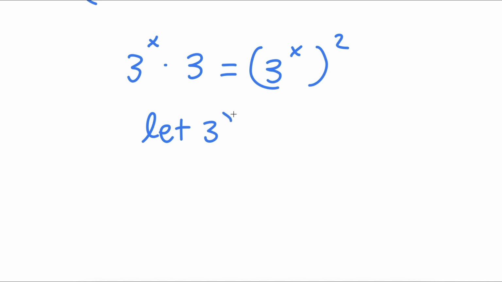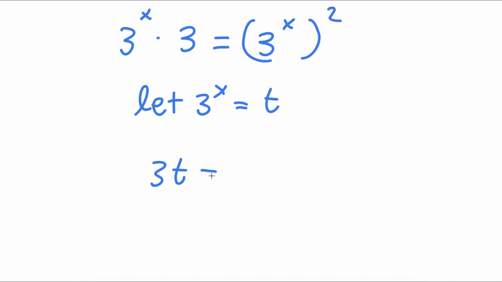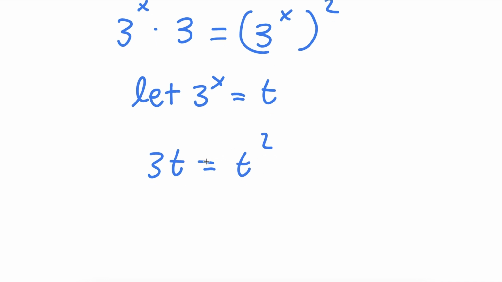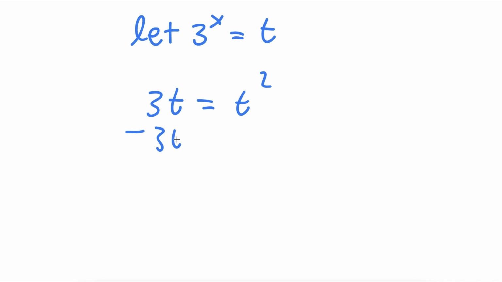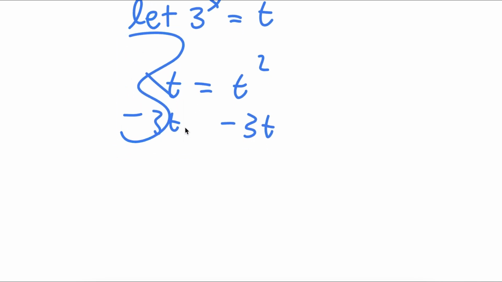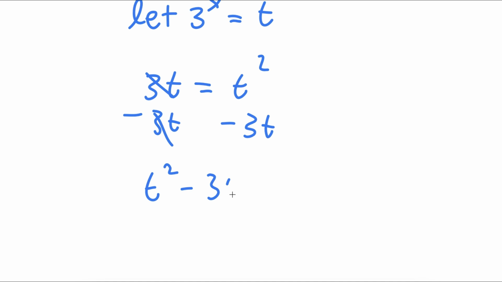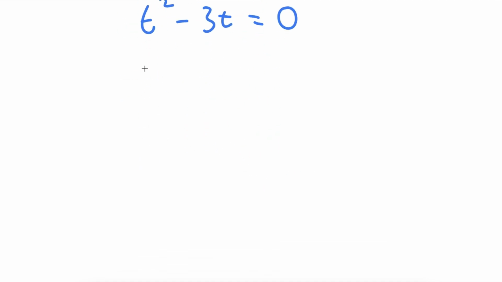Now I'm going to let 3 to the power of x equal to the variable t. So now I have 3t is equal to t squared. Now if I subtract 3t on both sides, I get t squared minus 3t is equal to 0. Now if I factor out t, I get t times (t minus 3) is equal to 0.